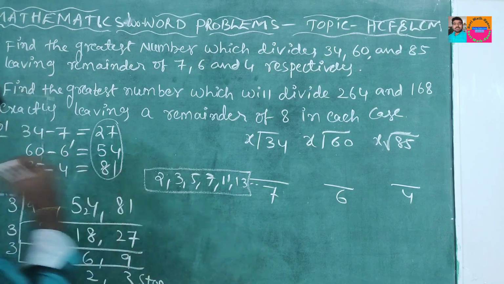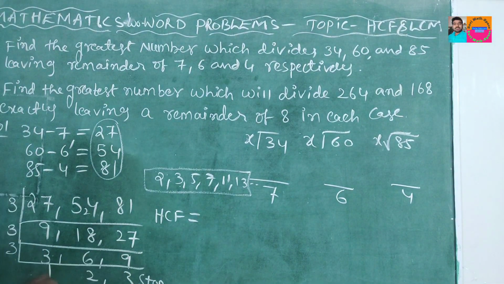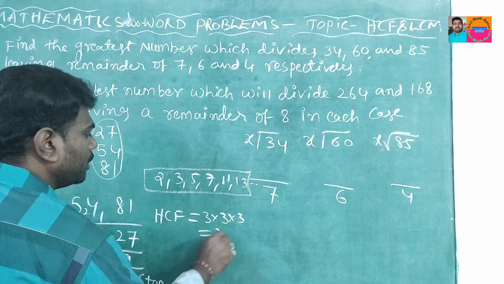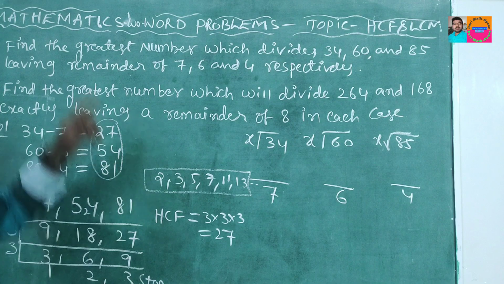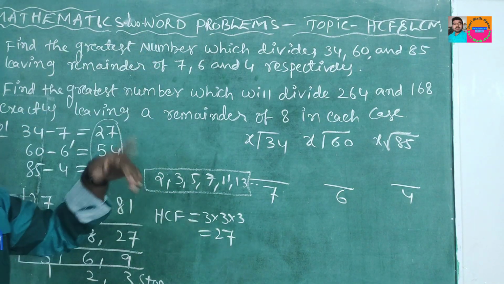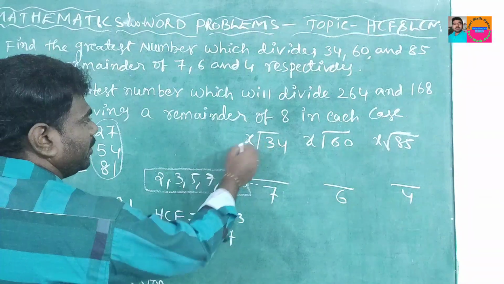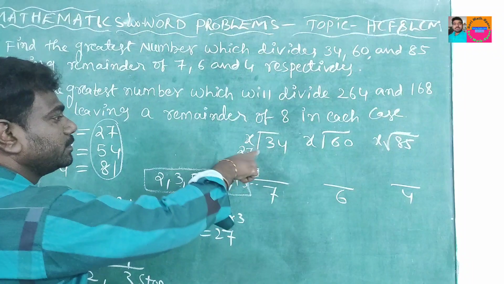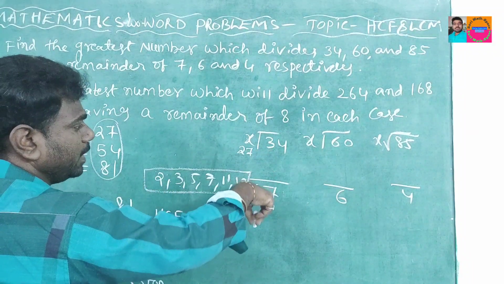Then HCF is equal to multiplying these numbers: 3 into 3 into 3, which is equal to 27. Therefore, the greatest number is 27. So instead of x, we should take 27. If I divide 34 by 27, what answer do you get? The remainder you will get is 7.